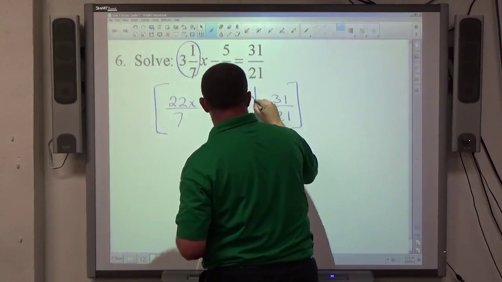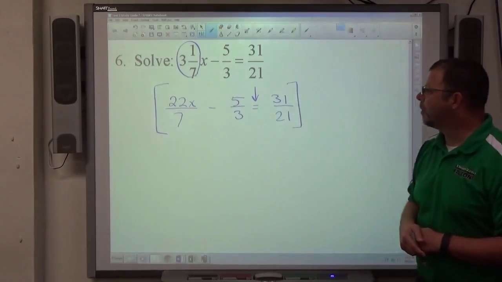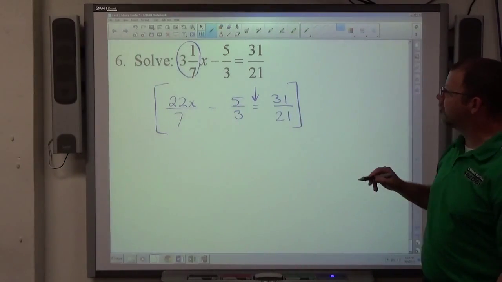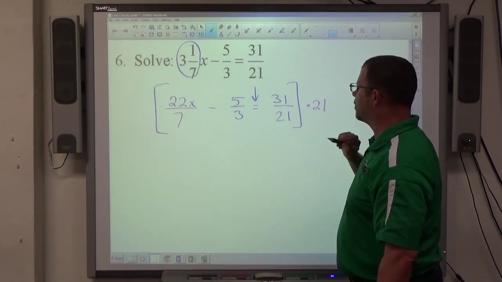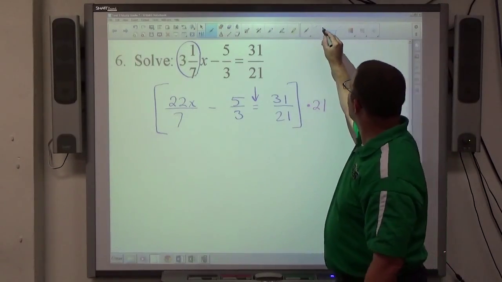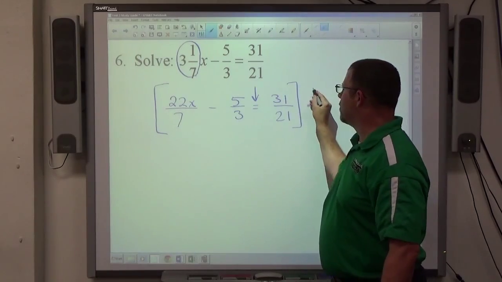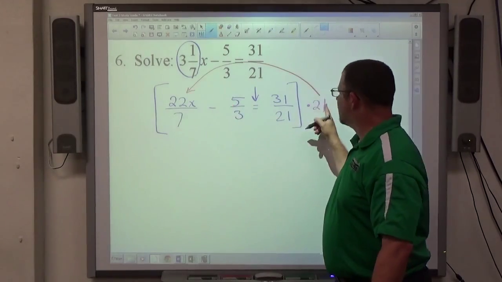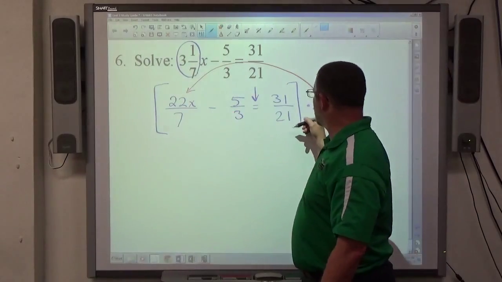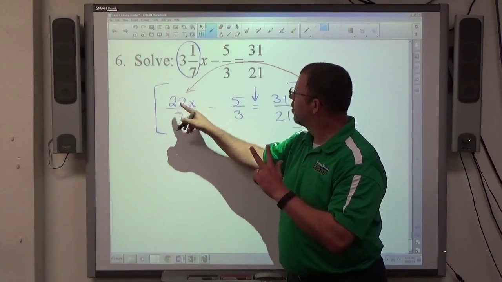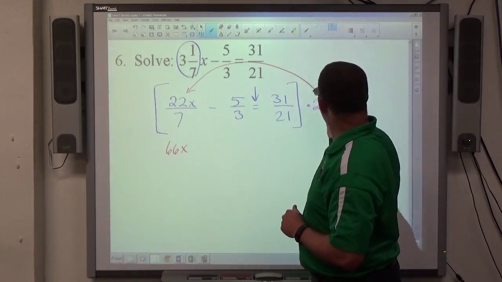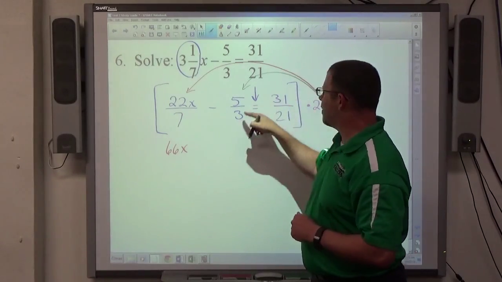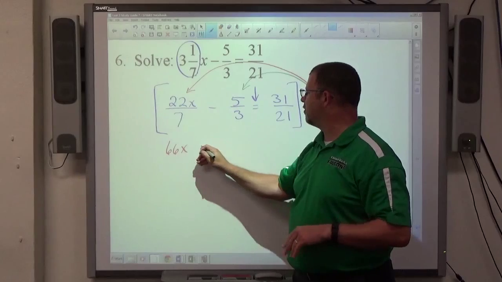Then I'm going to multiply the entire problem. Since it has an equal sign, this is legal. I'm going to multiply the entire problem by the least common denominator, which is 21. So times 21 is going to fix this problem into a simpler problem. The process goes like this. We multiply here. It's a division first, then a multiplication. So 21 divided by 7 is 3. 3 times 22 is 66x. Then I multiply this one. 21 divided by 3 is 7, times minus 5 is minus 35.